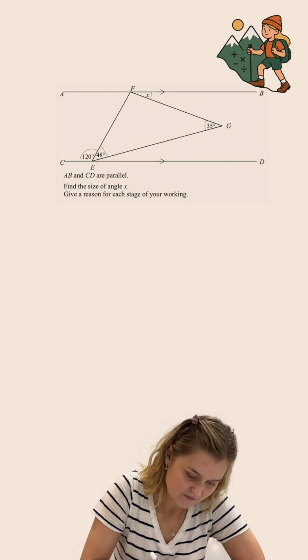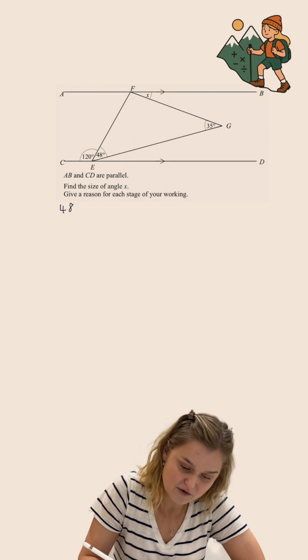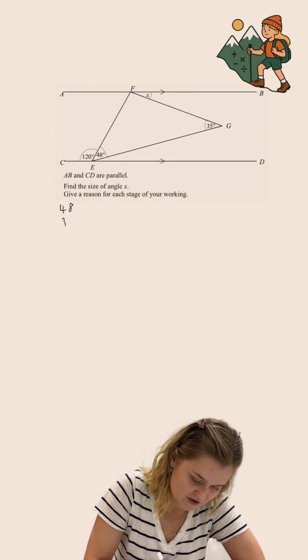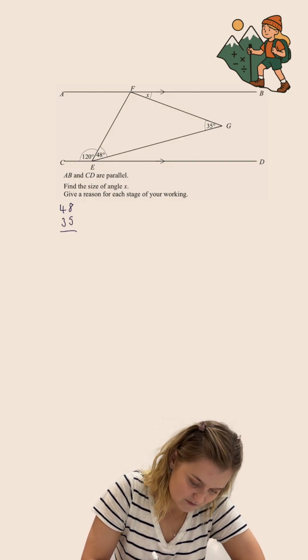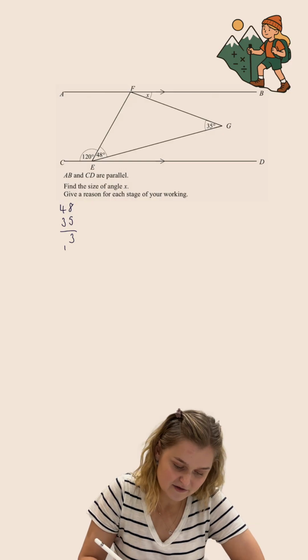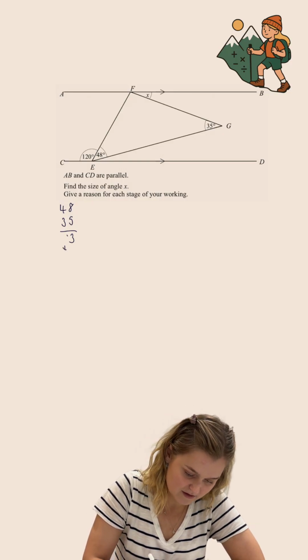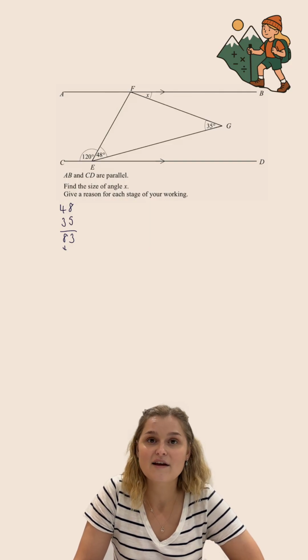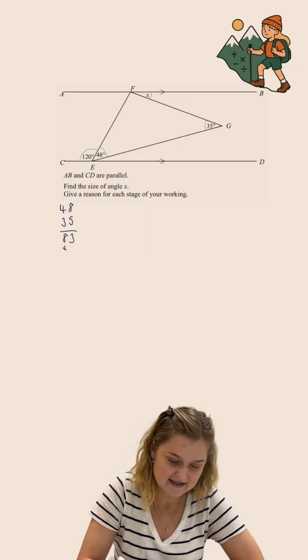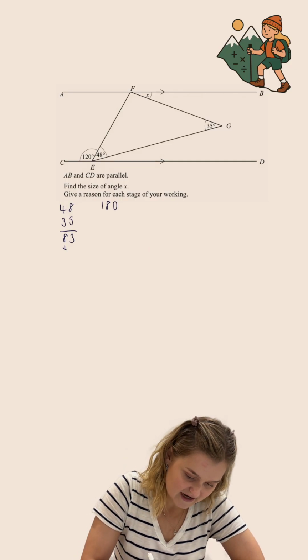So what I'm going to do is start off by adding together the two angles we know in this triangle, which are 48 and 35. 8 add 5 is equal to 13. 4 add 3 is 7, plus the extra 1 is 8. So at the moment they add to 83, and I know that angles in a triangle have to add to 180. So I'm then going to do 180 subtract 83.